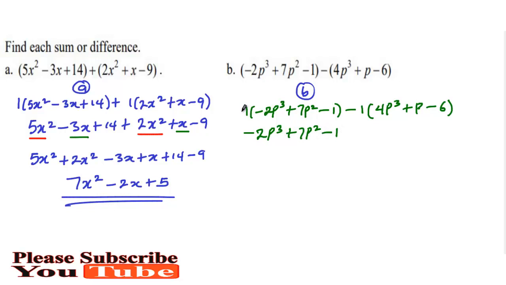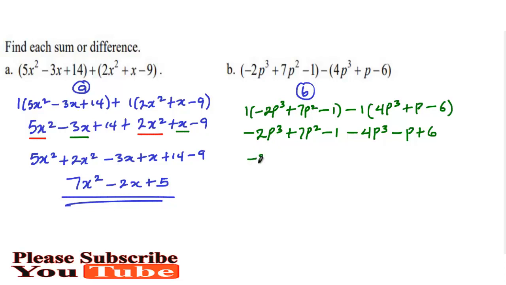It's easier because this is plus 1, which is positive. But in this case, this is minus 1, so you have to be very careful. Minus 1 times 4p cubed will give us minus 4p cubed. Minus 1 times p is minus p. Then minus 1 times minus 6: minus times minus is plus, and 1 times 6 is 6. So the next thing we need to do is to collect like terms.